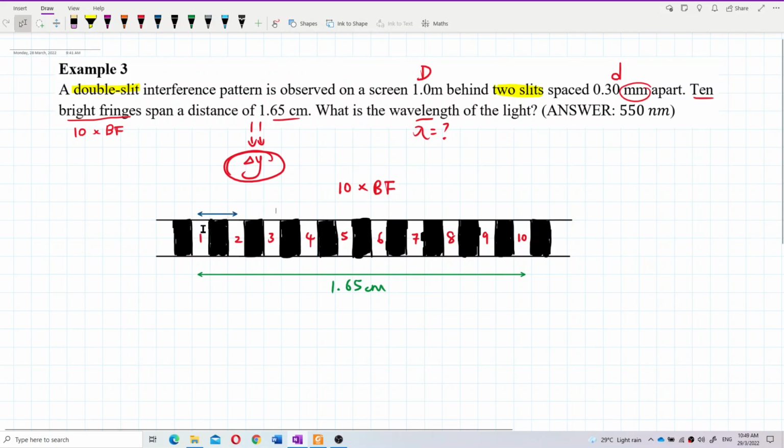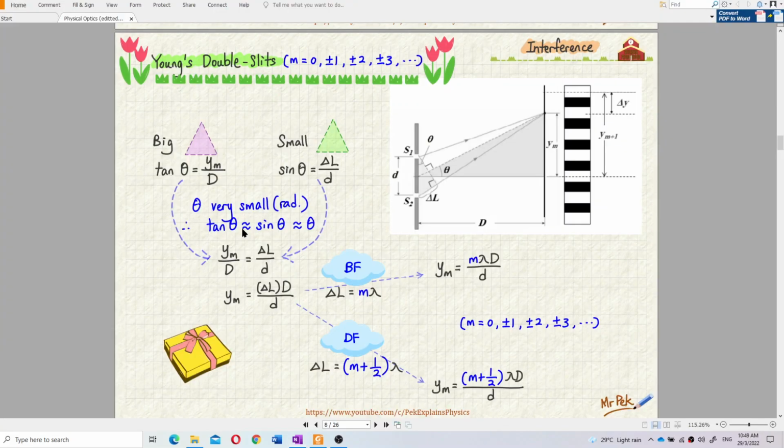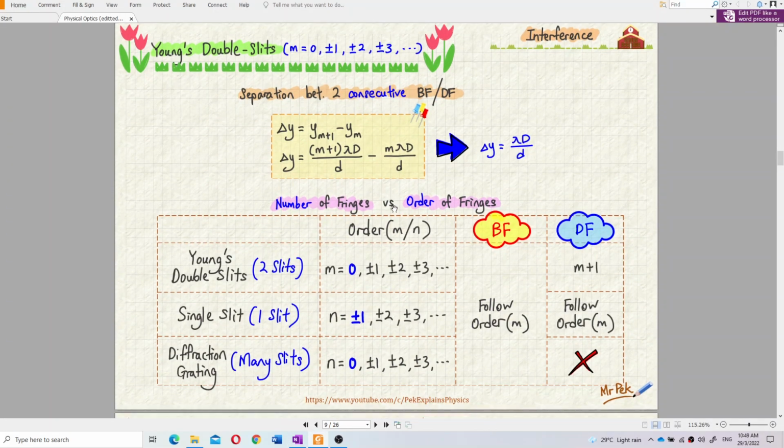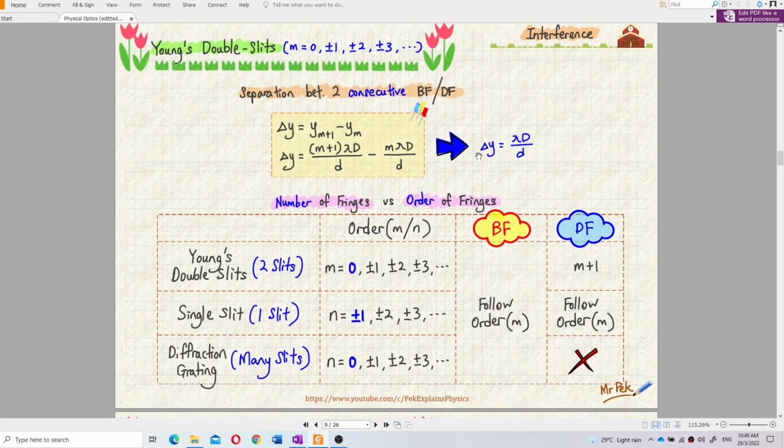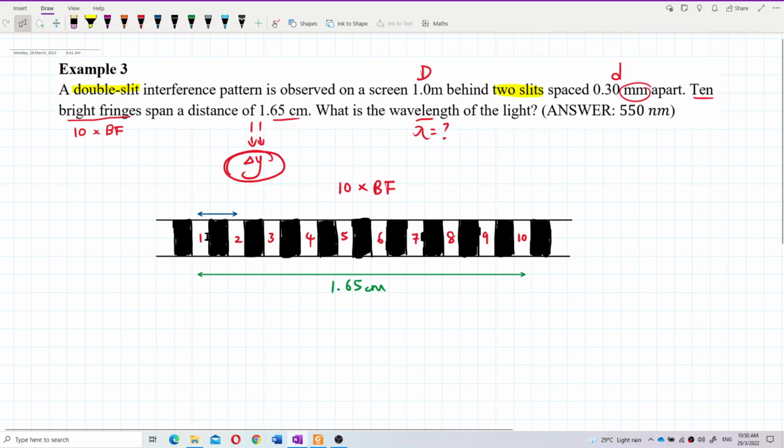Delta y is the separation between two consecutive bright fringes, which is lambda D over d. That is delta y.